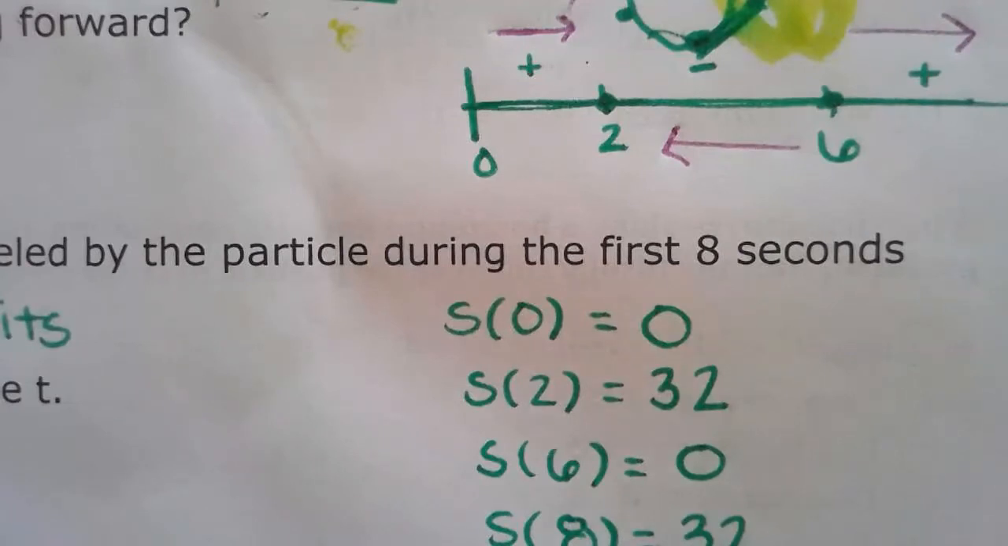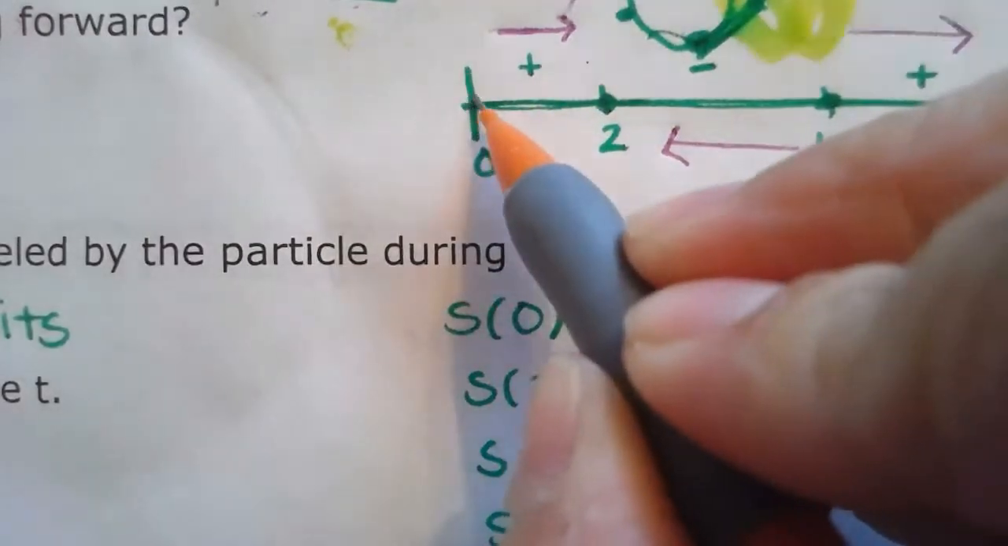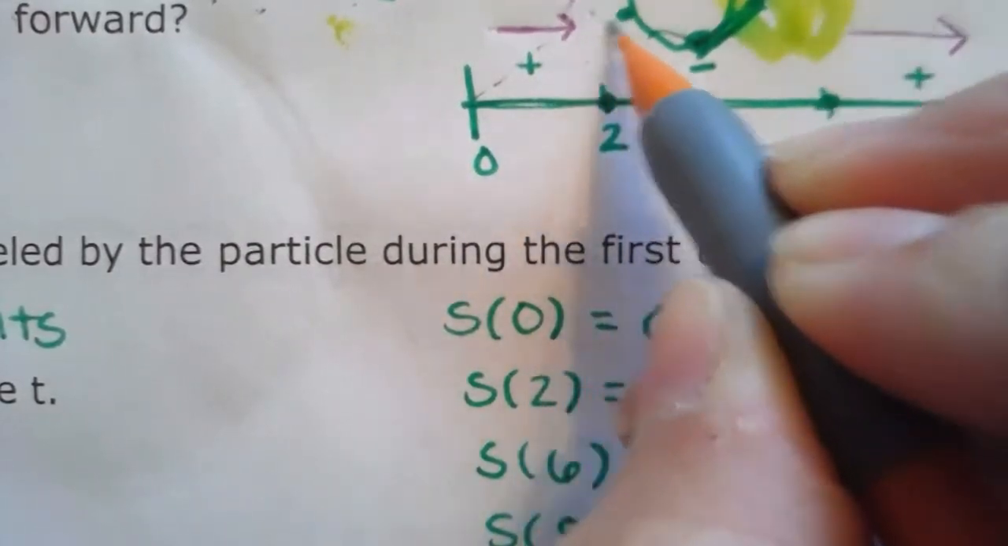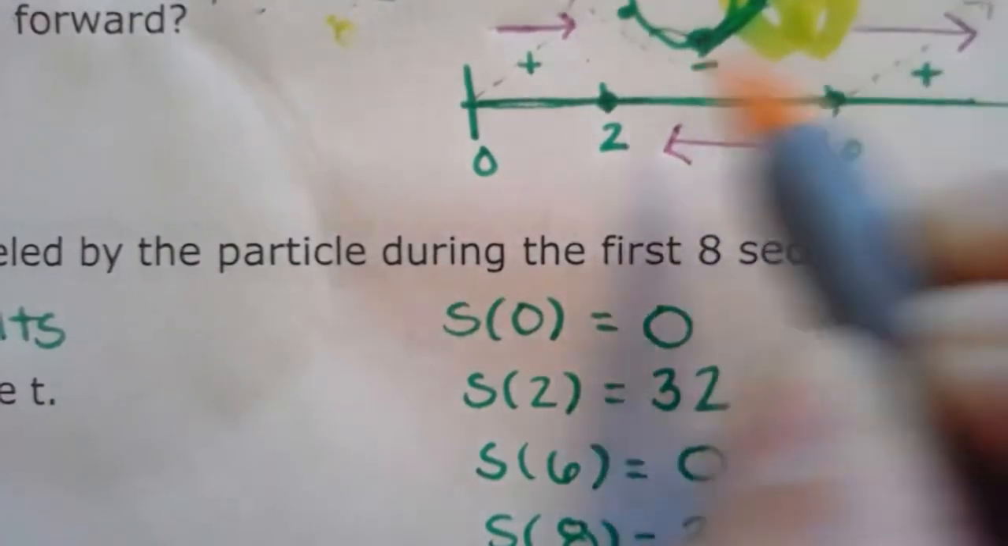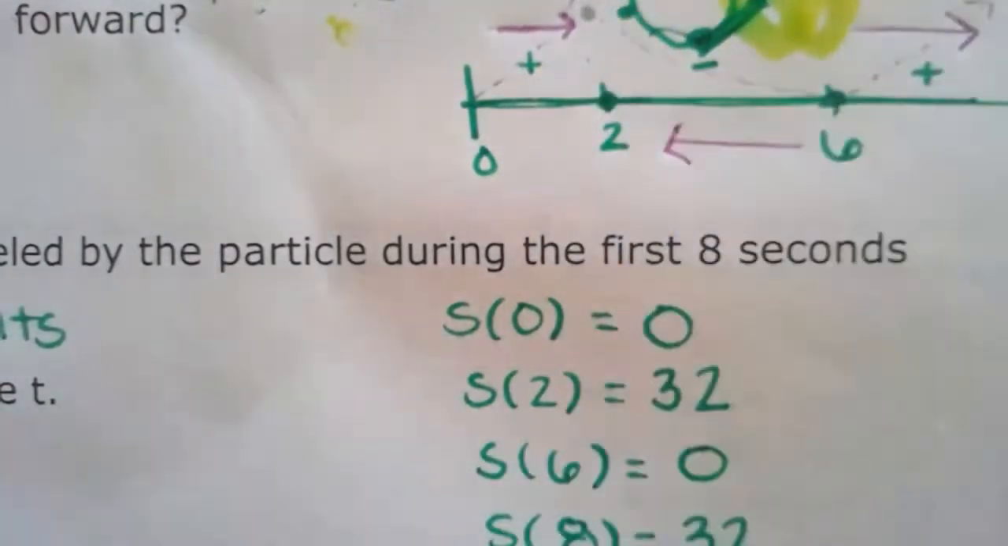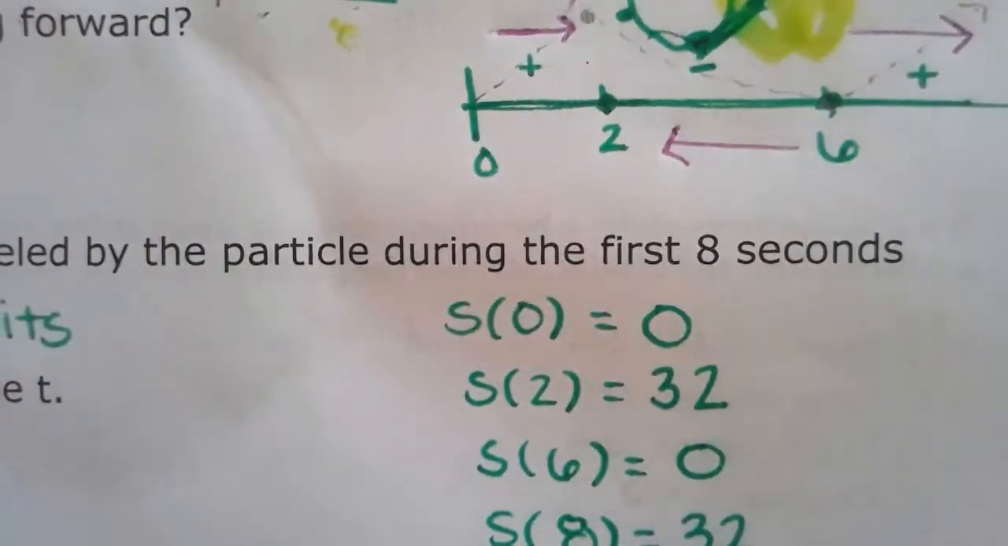So what that tells me is that the position function is increasing, then decreasing, then increasing again. So that means 2 is a max and 6 is a min on my particle motion function.